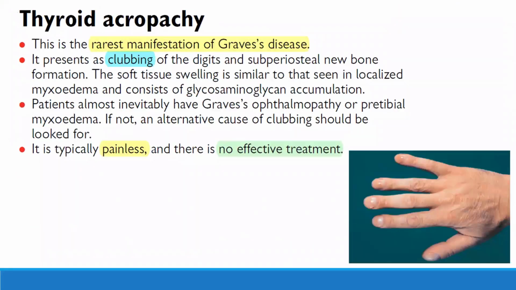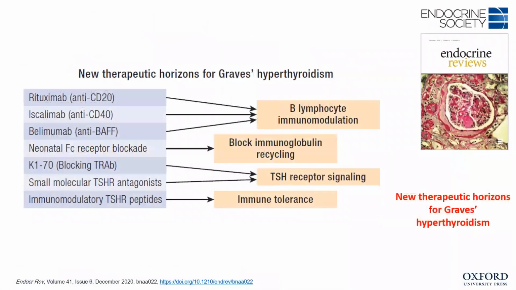Another very rare manifestation of Graves' disease is thyroid acropachy, which is clubbing. This is painless, and there is no effective treatment for it. And actually, I am sharing three slides about a new therapeutic horizon for Graves' hyperthyroidism. As we all know, the treatment of Graves' hyperthyroidism is usually anti-thyroid drug, radioactive iodine, and surgery.